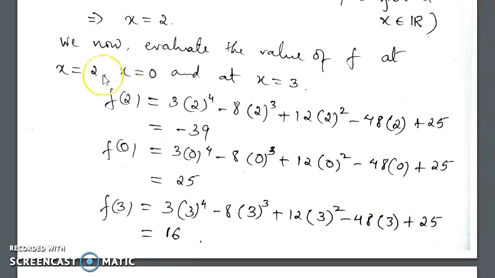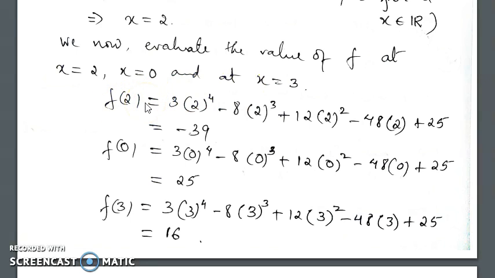Then move to the third step. We now evaluate the value of f at x equal to 2 and also at the start of the interval and the end of the interval. The interval given is 0, 3. That means at x equal to 0 and at x equal to 3. Then we find the value of f.